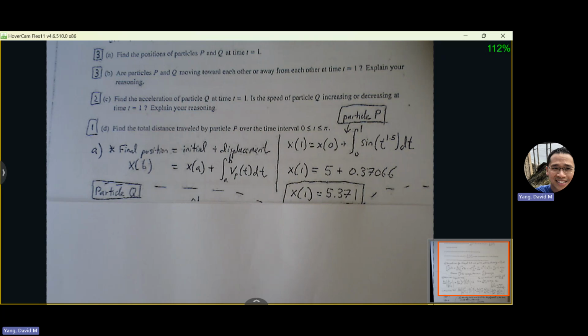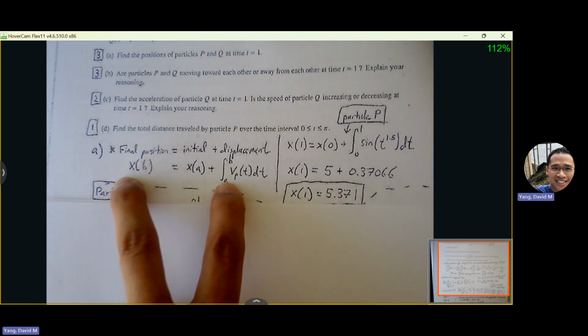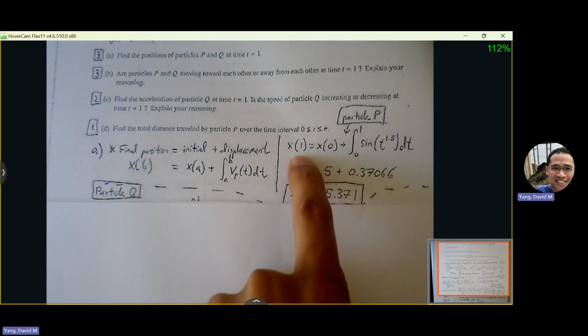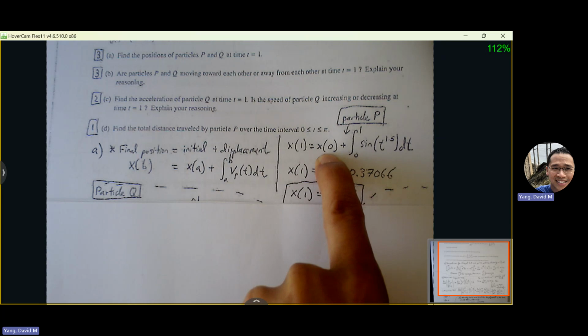So we know final equals initial plus displacement. That's our formula. So if I want to find x of 1 for particle P, I can start with x of 0. It doesn't mean that we're always starting at x of 0. We're starting at x of 0 because that's what they give us, right?